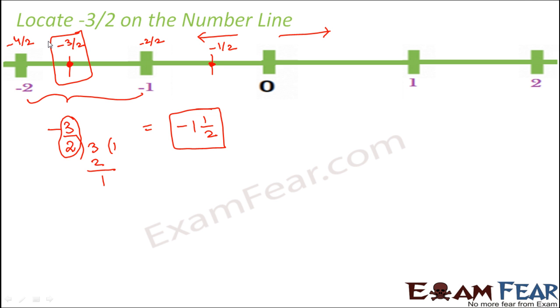So you see, you follow the same simple steps and every time you would be able to locate the rational number on the number line.